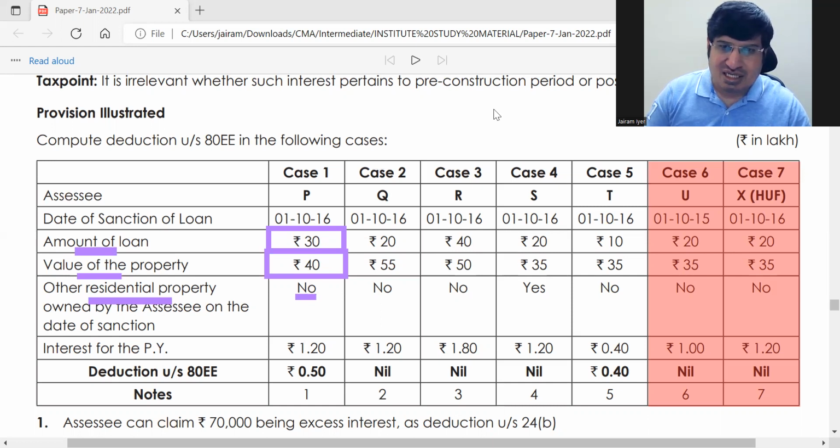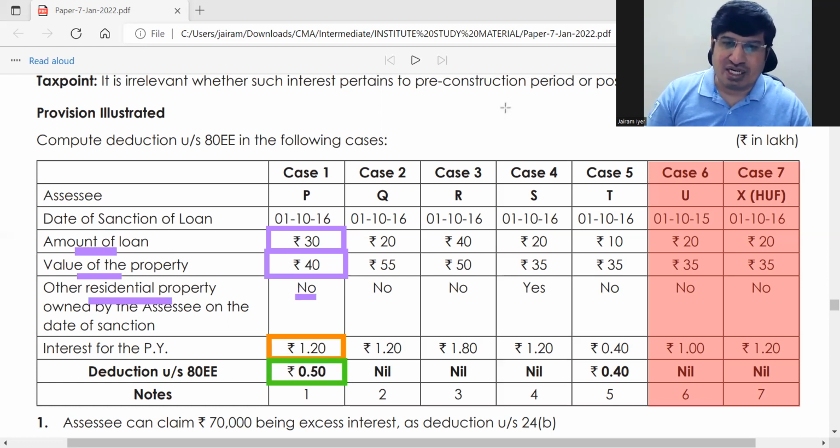And interest is 1.20. Okay, all these figures are in lakhs. So 1.20 is nothing but 1,20,000. But we know maximum deduction is 50,000. Okay, so deduction here is 50,000. We'll mark the answers in green. Okay, this is 50,000. Fine.